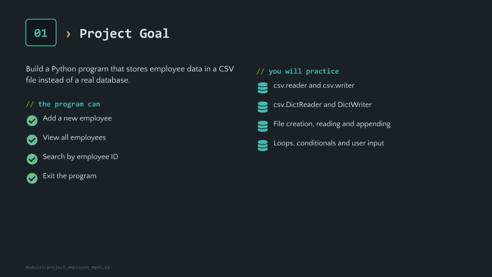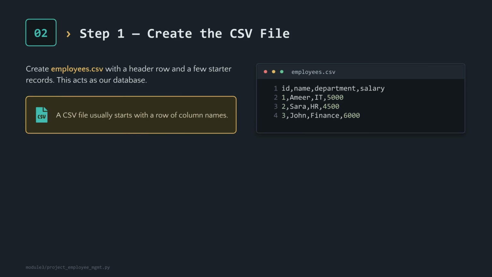Our goal is a Python program that uses a CSV file as our database. The program needs to add new employees, view everyone, search by ID, and exit cleanly. Along the way, you'll practice using CSV readers and writers, managing file creation and appending, and handling loops, conditionals, and user input. Step 1 is creating the CSV file itself.